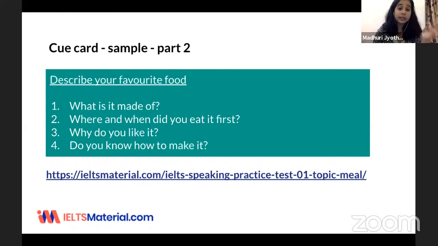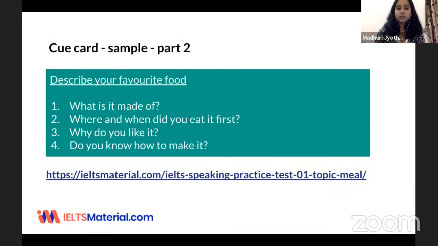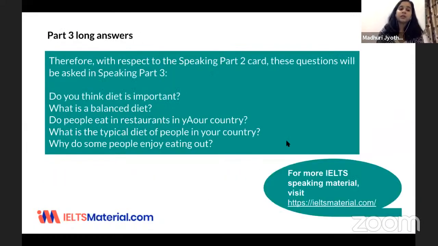Okay, so that will be very helpful for you to understand how to use them. Part 3 will always be a follow-up of part 2, so it will be kind of related. For example, here, the part 2 question was your favorite food, and the part 3 questions are about diet, what you feel about diet, about restaurants, and what a typical diet is. So it will be related to your part 2 cue card question.